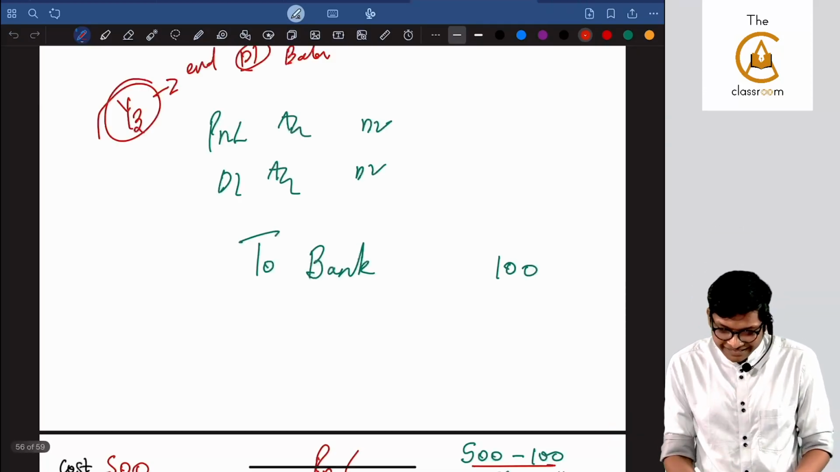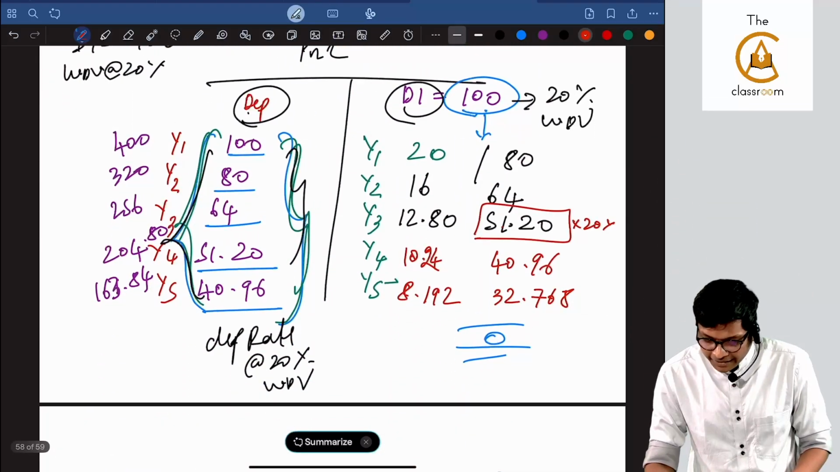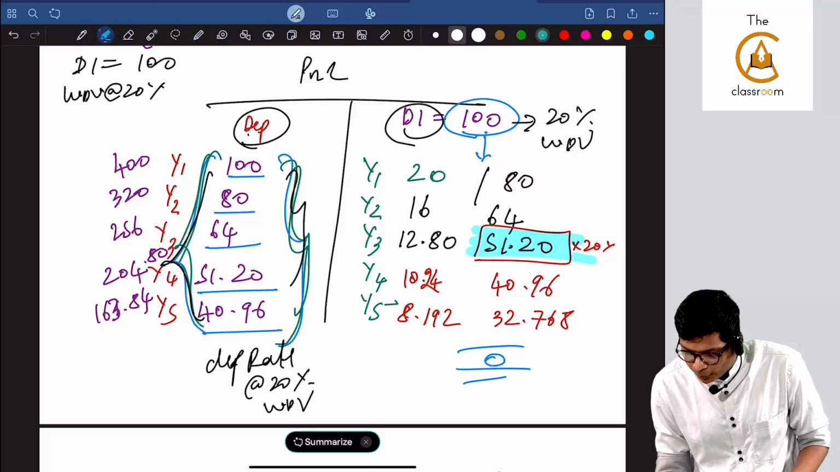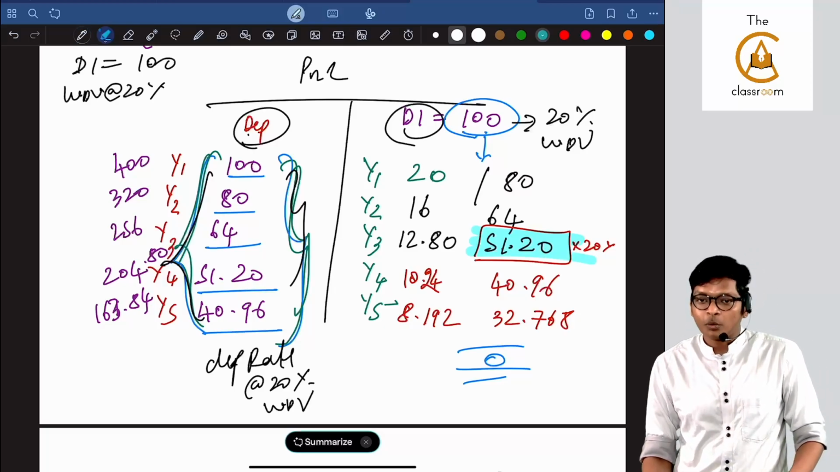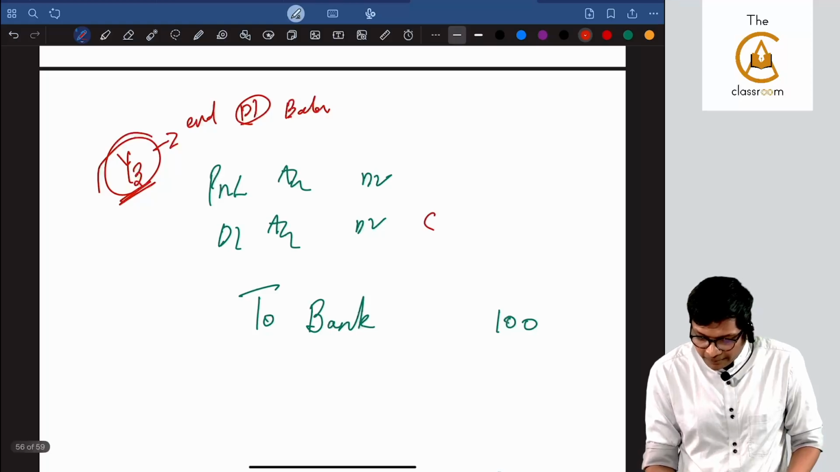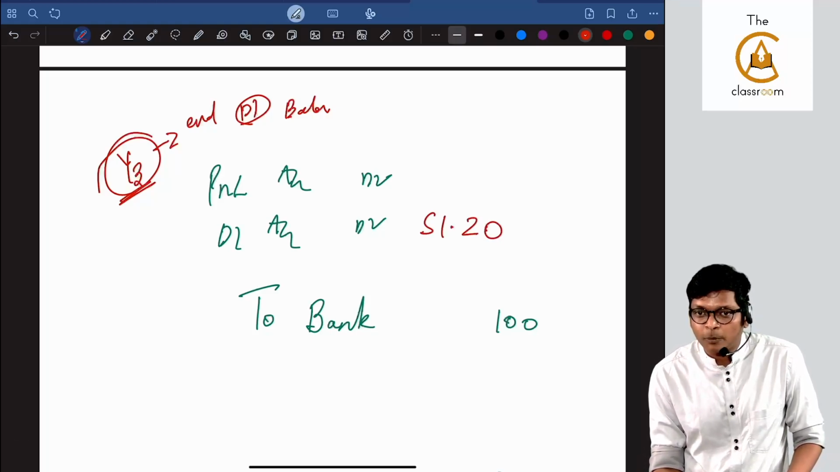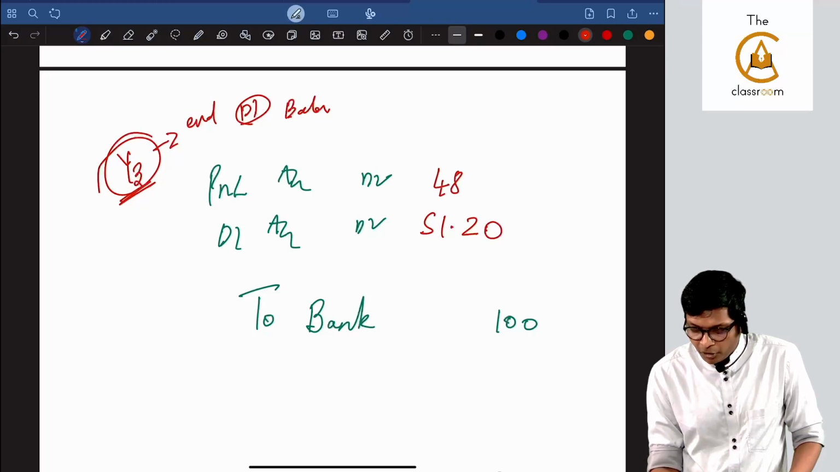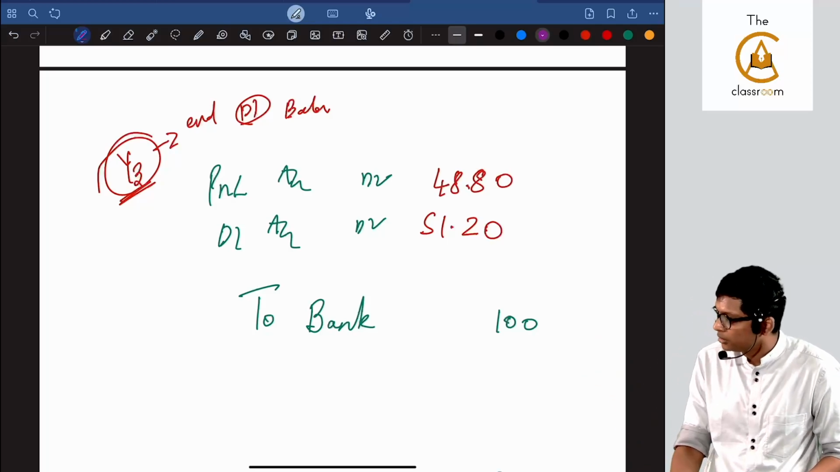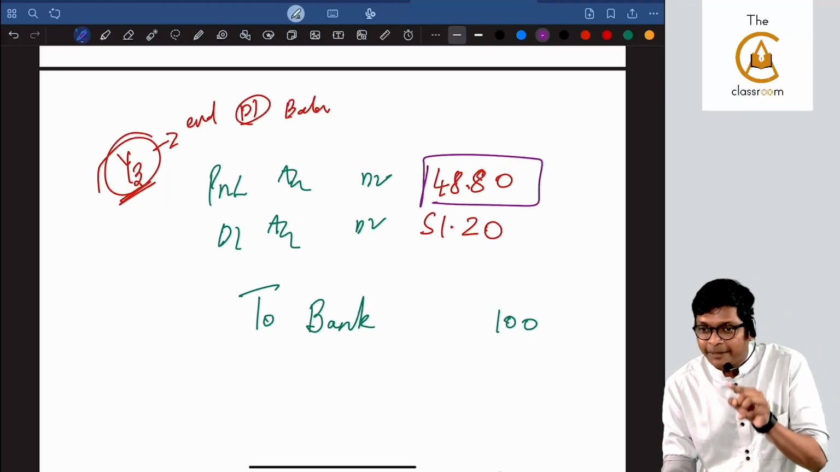In this sum, I want to know what is the balance at the end of third year, which I computed now. End of third year, my balance is 51.20. So my entry will be deferred income account debit 51.20 and debit to P&L is how much, guys? 48.80. That's what they got as the answer. Correct? 48.80. So why am I debiting P&L 48.80?